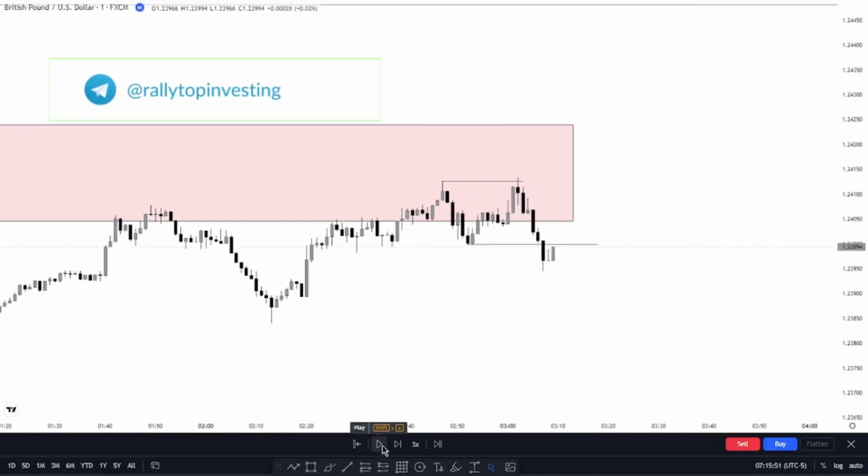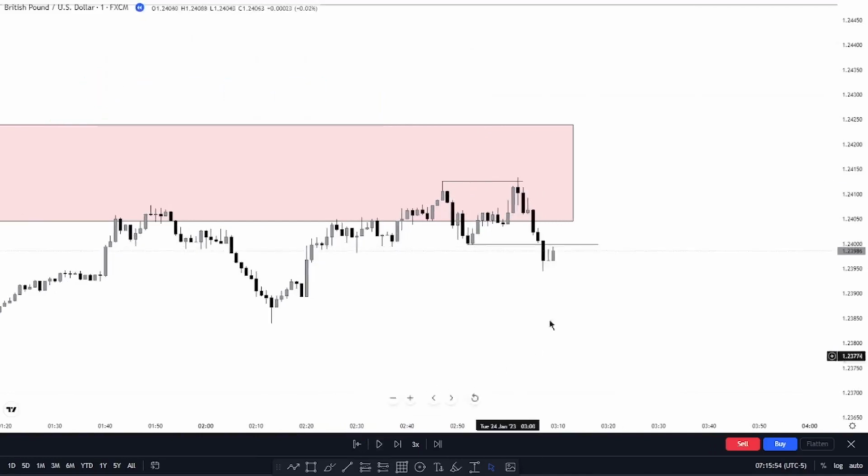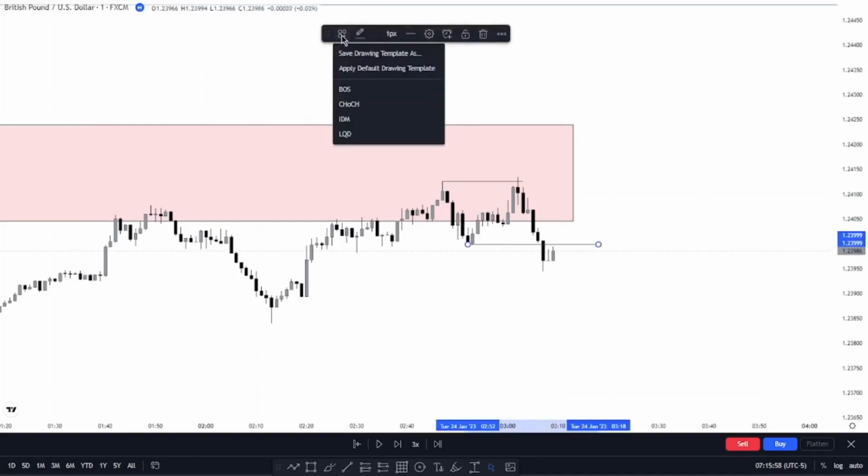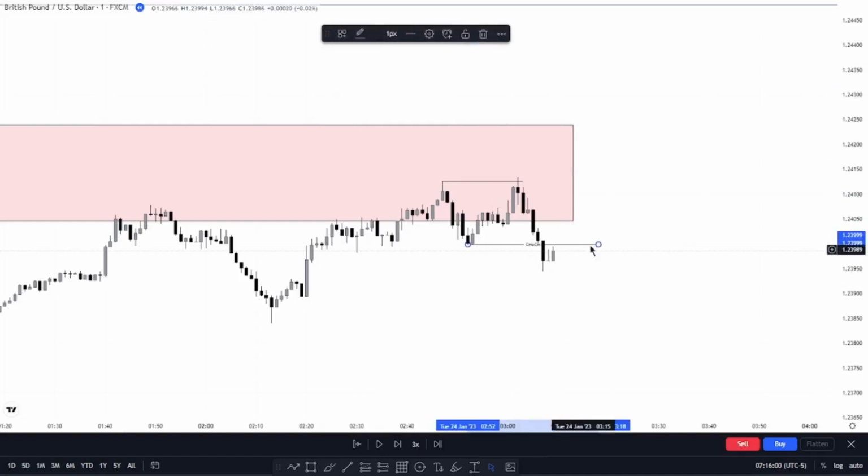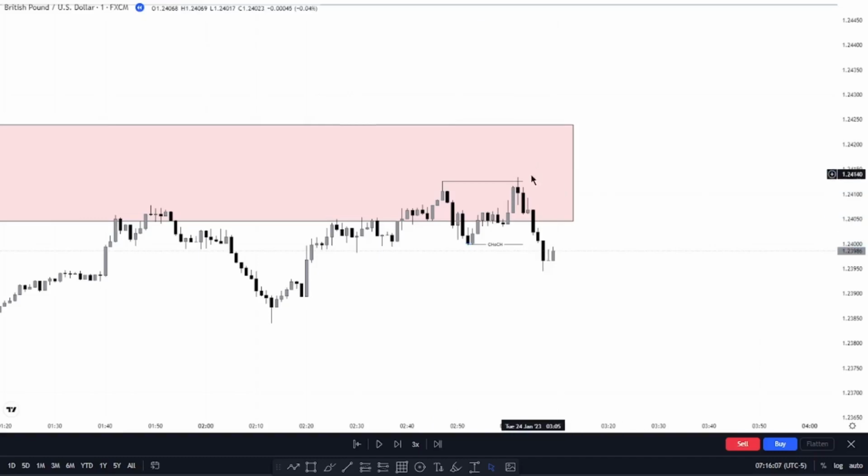Okay, as you can see, price has taken it out. Price has taken out that low. This is now known as chalk. I hope you understand that this is chalk. Okay, this is chalk. So price took it out. All right, now, so this is my OB. This candle here is my OB.